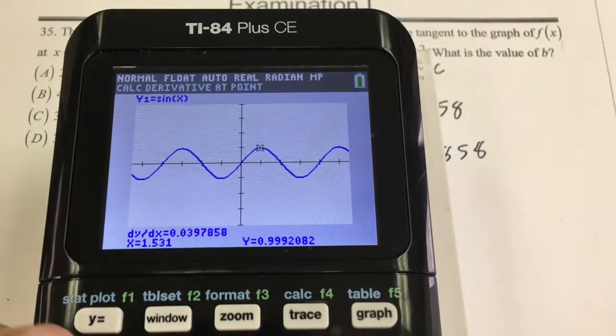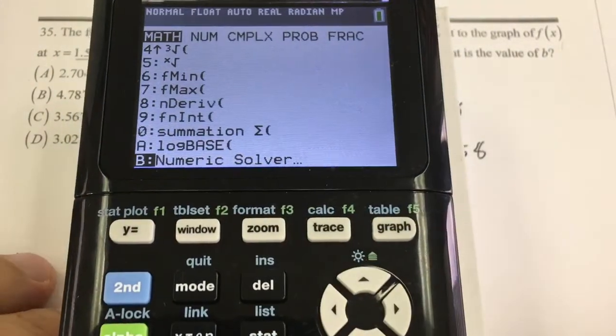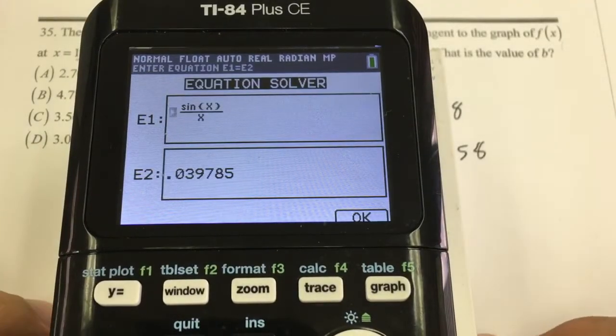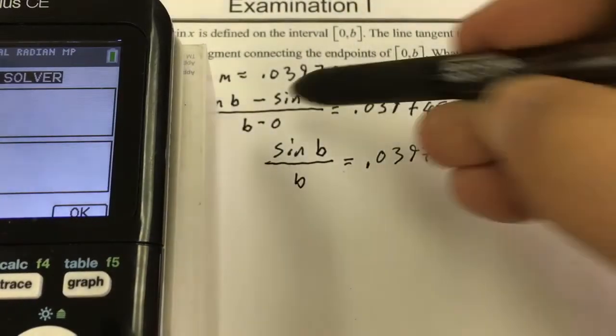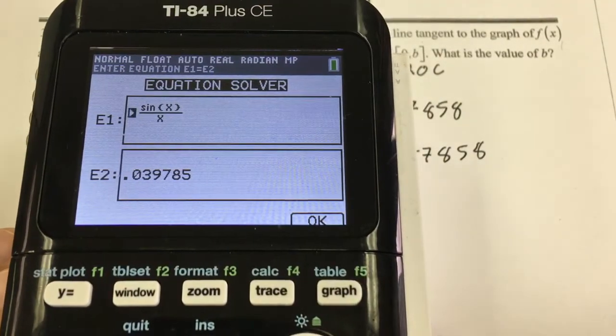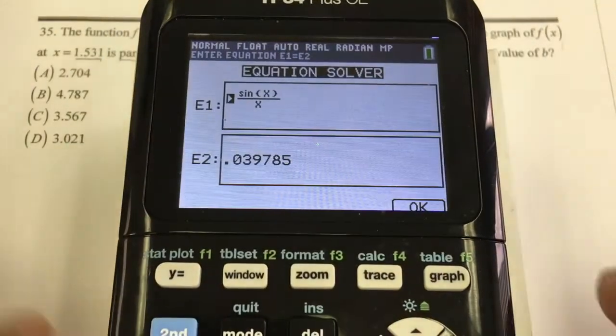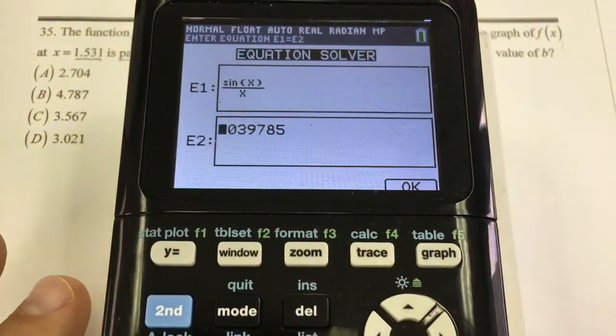So let me turn it on. I'm going to hit second quit. And the trick is to do math, up arrow. And there's your numeric solver. And you want a top value. And my top value is this equation. But I don't have a b button on my calculator, so I entered sine x over x. And that equals, the right side was 0.039785. Pretty close.